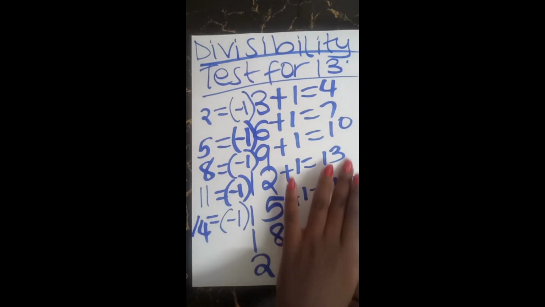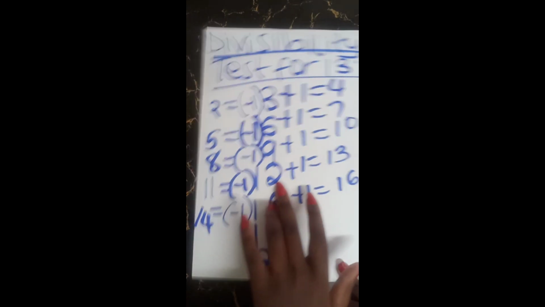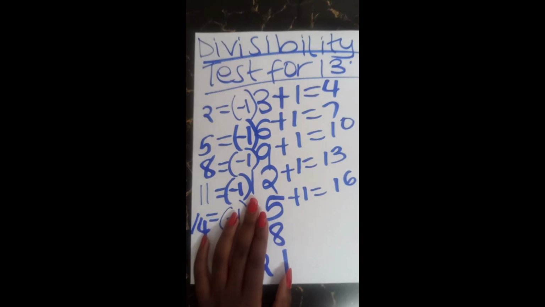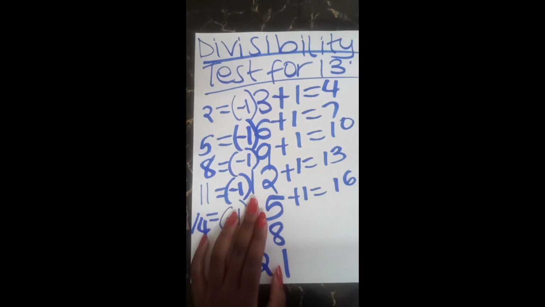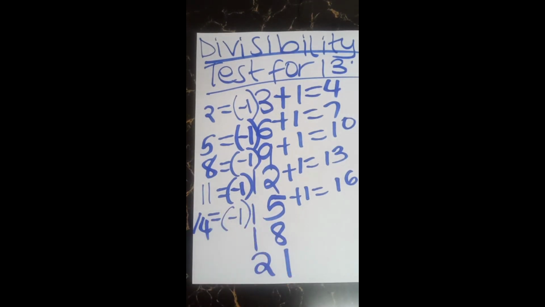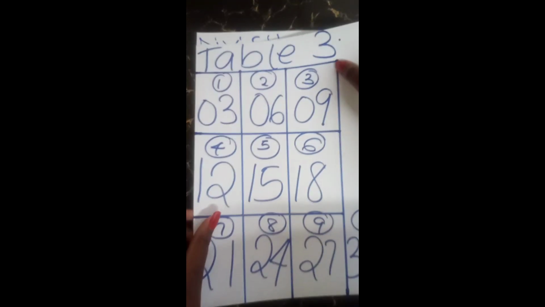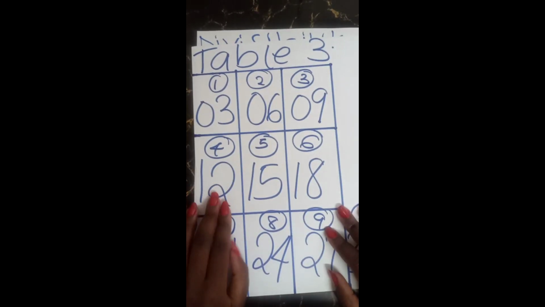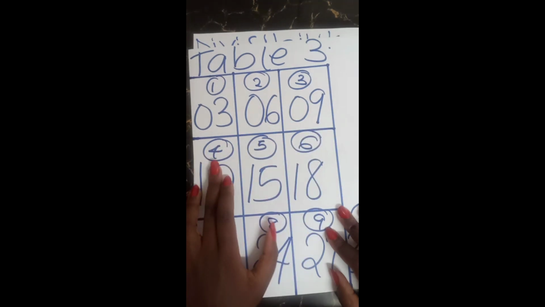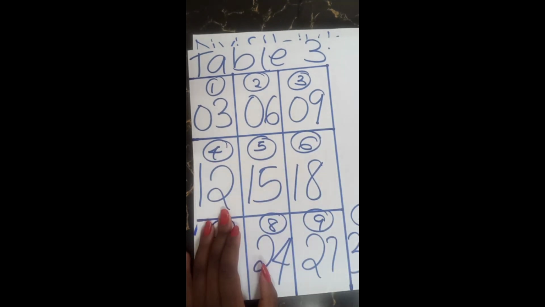And this is where we get our 13, okay? So where is 12 in table 3? We have our table 3 here. So we know that 12 is here, okay? Because 3 times 4 is 12, okay?